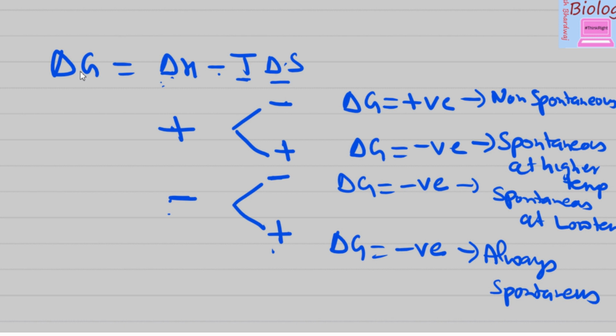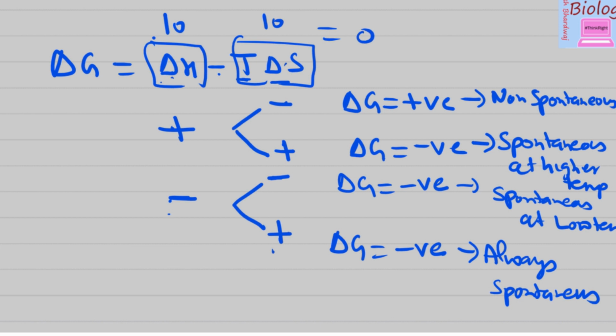So hopefully it is clear to you that by looking at this relation, delta G is equal to delta H minus T delta S, you can see that in different situations the value of delta G can be positive or negative. Try to see another situation. If the value of delta H and this T delta S become equal, let's suppose it is 10 and it is going to become 10, 10 minus 10 is going to be 0. So in this condition, delta G value is going to be 0.